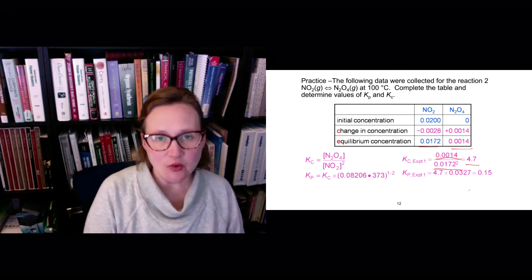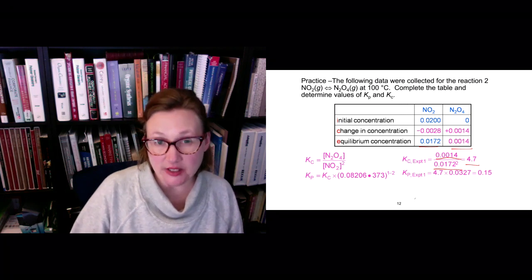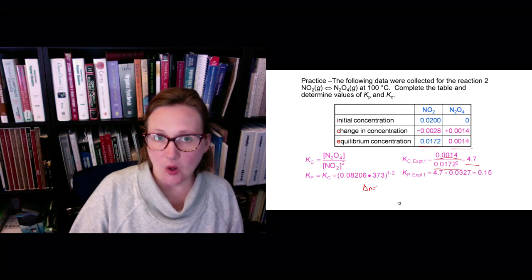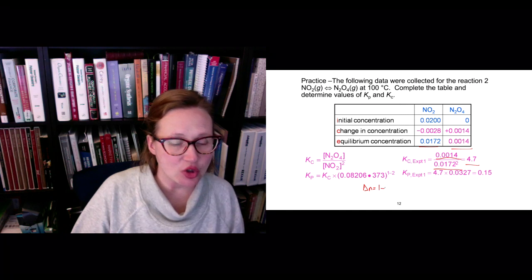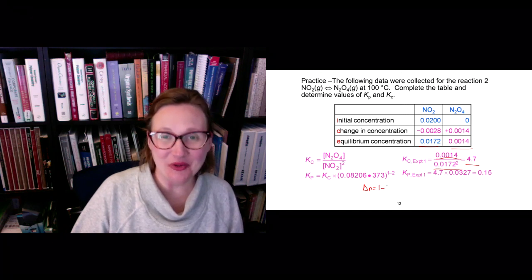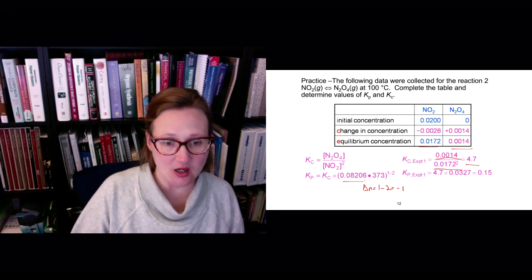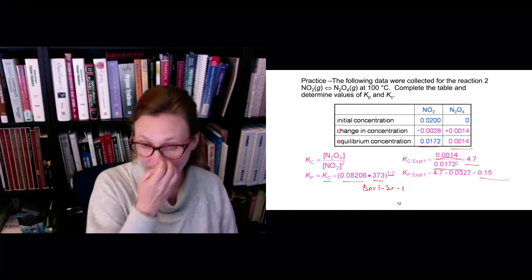Okay, so now we're going to need to convert Kc to Kp given our RT to the delta n. Okay, so let's look at delta n. We have 1 gas molecule in the product and 2 in the reactant. So again, we have our -1 delta n. All right, so we take our R times our T because it's 100 degrees, raise it to a -1, and multiply times our Kc, and we get 0.15.